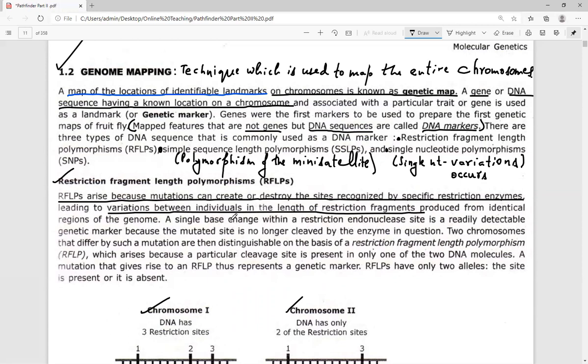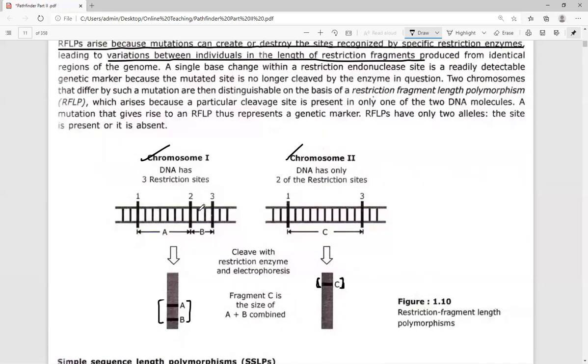A single base change within a restriction endonuclease site will either produce a new restriction site or eliminate one. Okay, so if a single nucleotide change takes place, a new restriction site might be produced or an existing one might be eliminated. देखिए अगर म्यूटेशन यहाँ पर हो रहा है, then there could be a production of a new recognition site for restriction endonuclease.